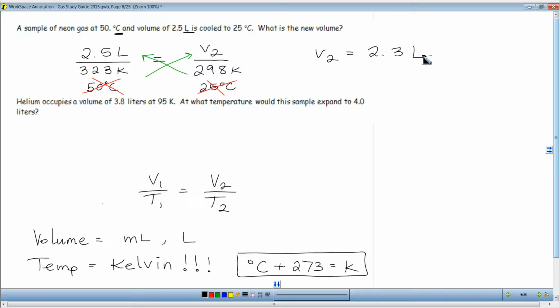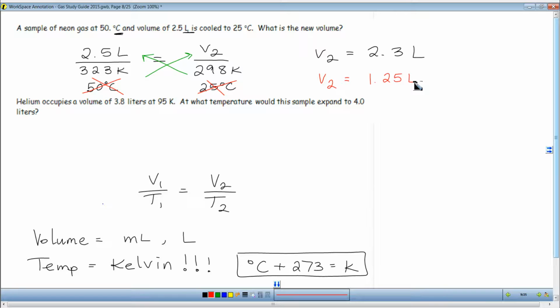And so let's pretend that you plug this in with the Celsius temperatures. It actually looks like the temperature went down by half, right? Going from 50 degrees to 25 degrees. It looks like if you were to decrease the temperature by half, your volume should also decrease by half. So if by accident you plugged this in using the Celsius temperatures, your V2 should be half of the original. Let's say 1.25.